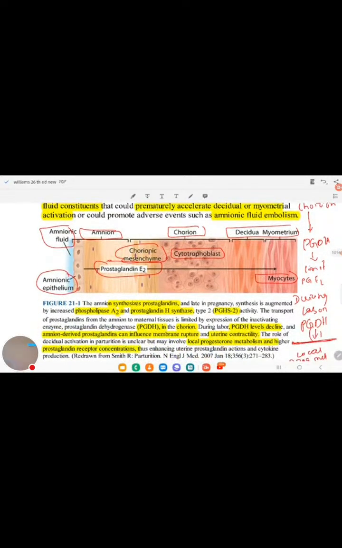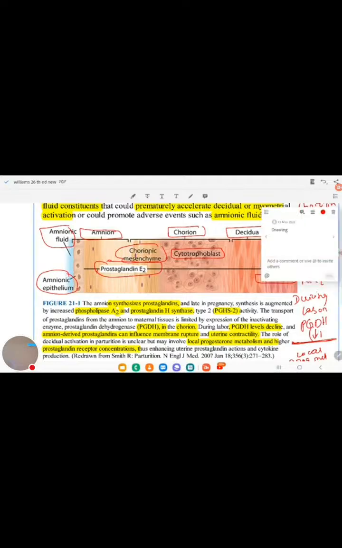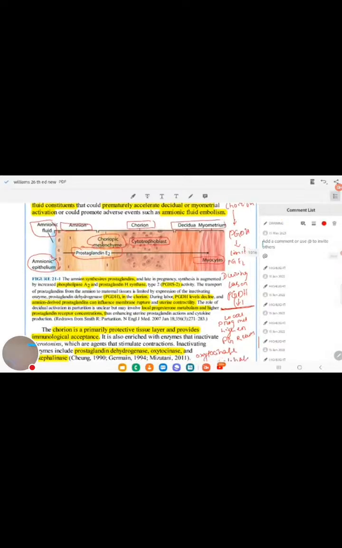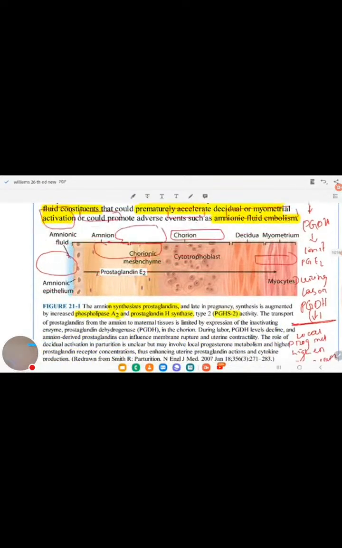Amnion, this is the amniotic fluid. This is the amniotic epithelium. This is the amnion-chorion mesenchyme. This is the decidual fibroblast.